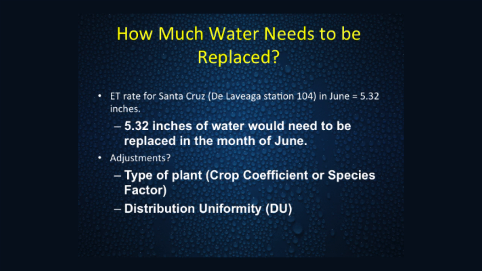For landscaping purposes, it is that well-watered, cool season turf grass, okay? But your plants likely do not need as much water as that reference crop that they're using to calculate this data. So we need to know what is our crop coefficient or our species factor of our plants. And then we need to know the distribution uniformity. We can either calculate it in the field or estimate it.